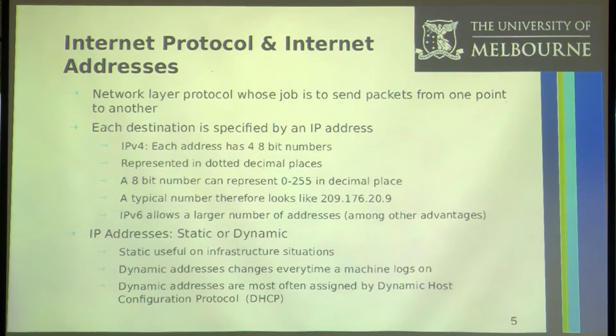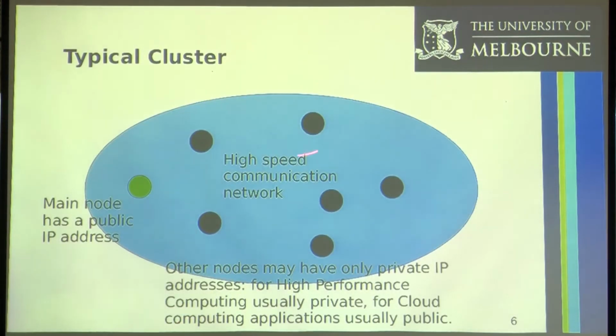So your node in your distributed storage system will generally have to have this kind of address in order to be part of the system. Your IP addresses can be static or dynamic, but mainly the distinction is that they can be public or private. For example, a typical cluster will have a bunch of nodes, and I've just put some dots here. There's some sort of high-speed communication network, and there'll be a main node that has a public IP address, and this will be the only node that you'll really be able to connect to in order to submit work to this cluster or store data on it.